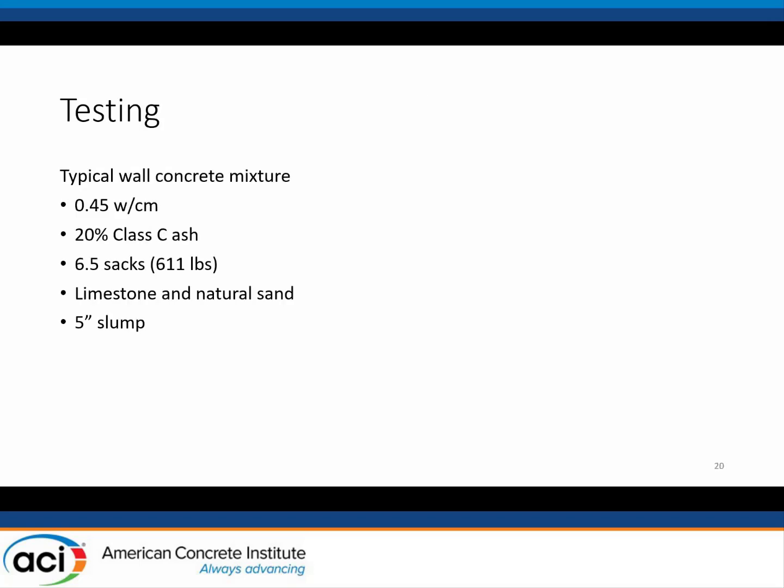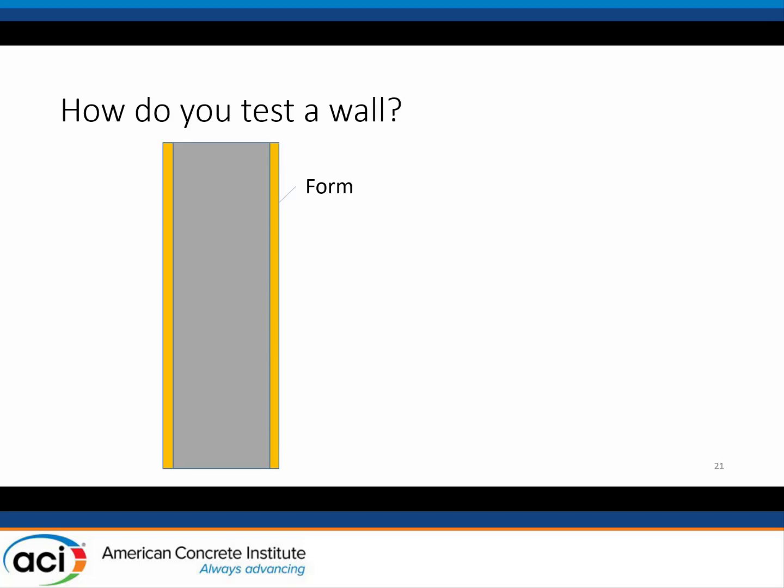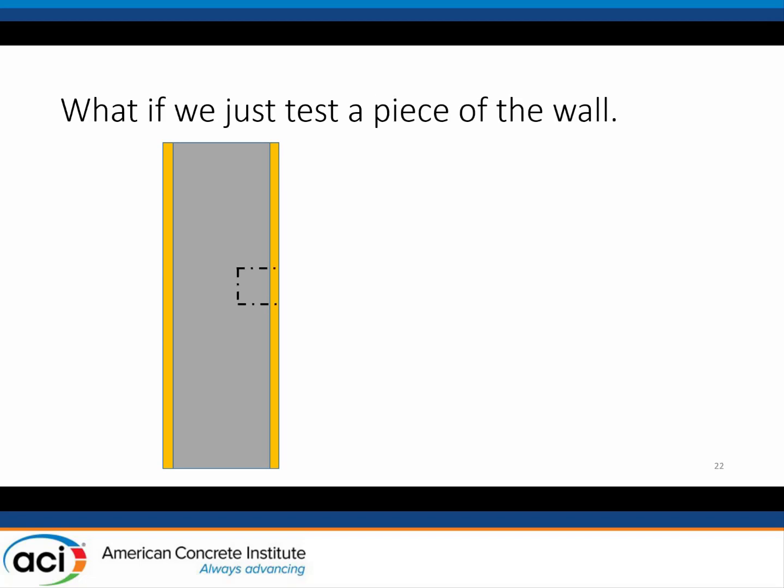Now, we're going to look at a limited data set today, testing a typical wall mix: 0.45 water-cement ratio, 20% Class C ash, 6.5 sack mix, limestone and natural sand, about a 5-inch slump. So how would you test a wall? Well, you can make a wall, you could take cores, you could try to investigate it, or you can just test a small piece.